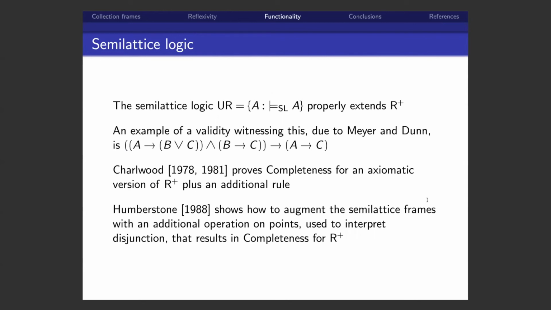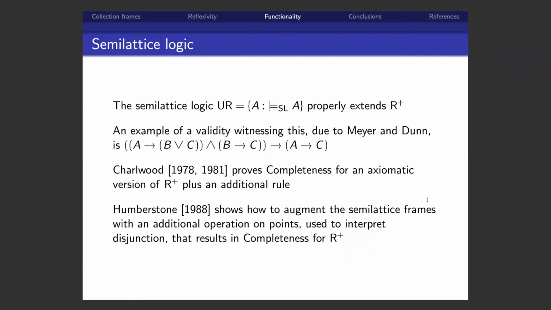And that properly extends R. And so in that sense, calling them semilattice frames for R is slightly misleading because it does go beyond R. Although the implication fragment and the implication-conjunction fragment do match exactly R. So there's a sense in which those line up. But with disjunction on the scene, semilattice frames give you more than R.